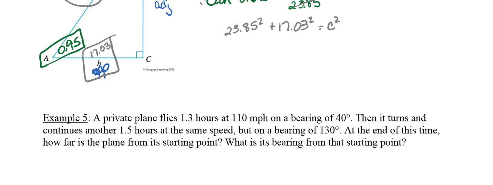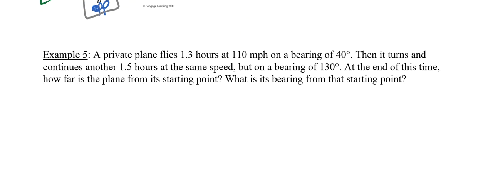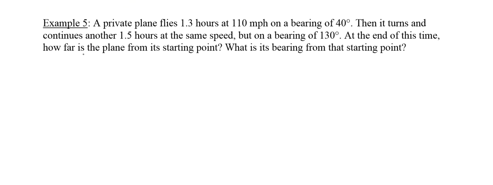So we've done some examples in radians, we've done some in degrees, we've done some where we either know 2 sides, we know 1 side, 1 angle. So let's do some situations. I have a private plane that flies 1.3 hours at 110 miles per hour on a bearing of 40 degrees. Then it turns and continues another 1.5 hours at the same speed, but on a bearing of 130. At the end of this time, how far is the plane from its starting point?